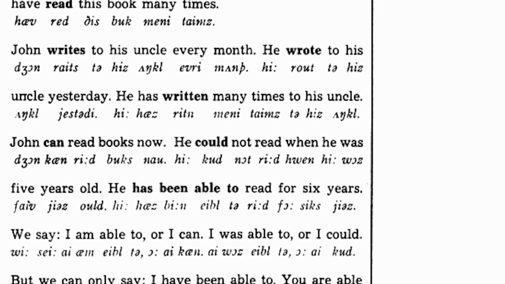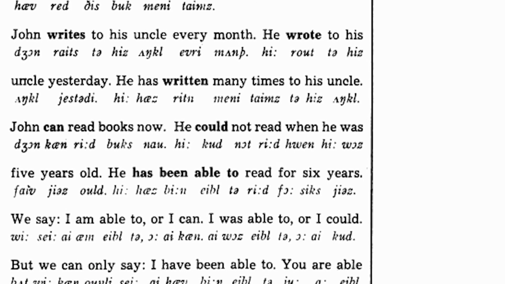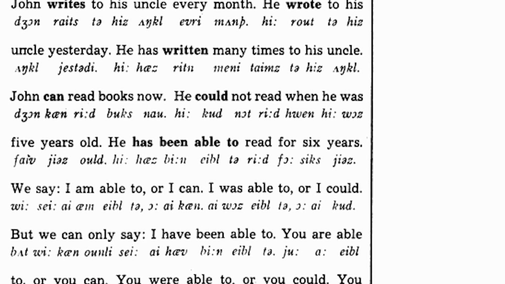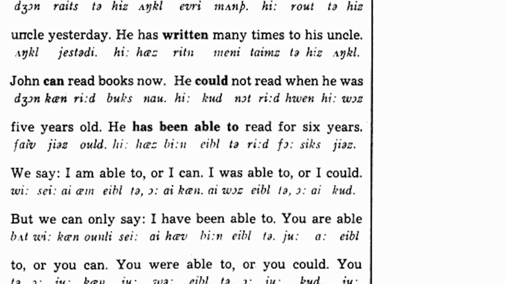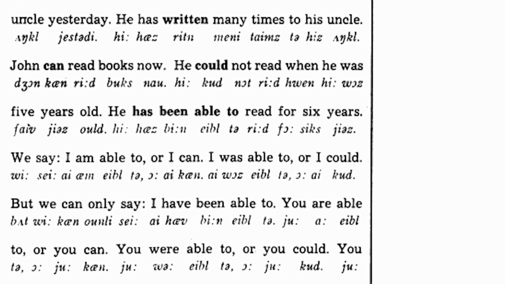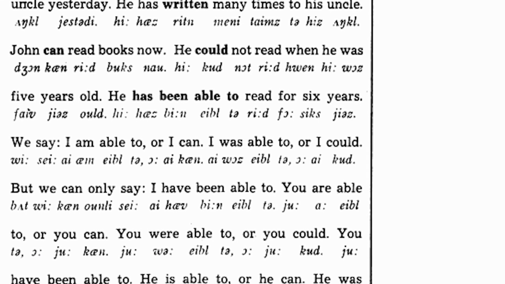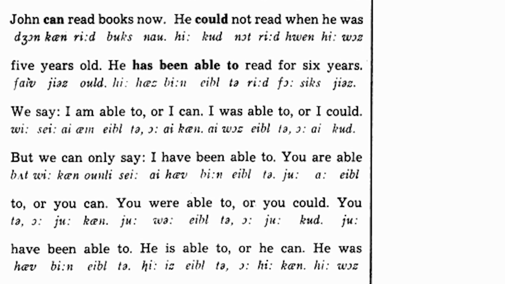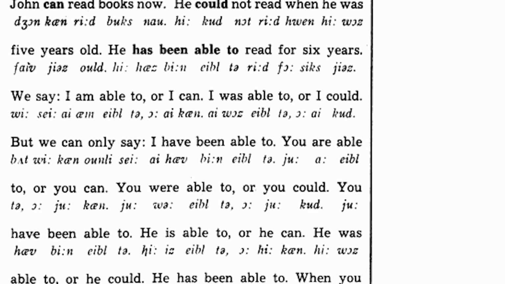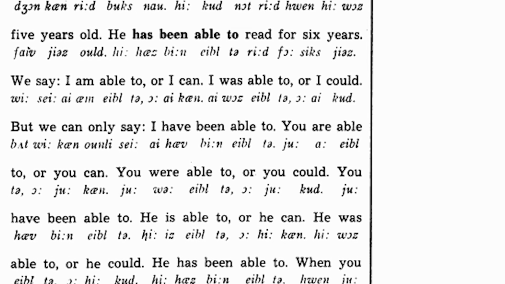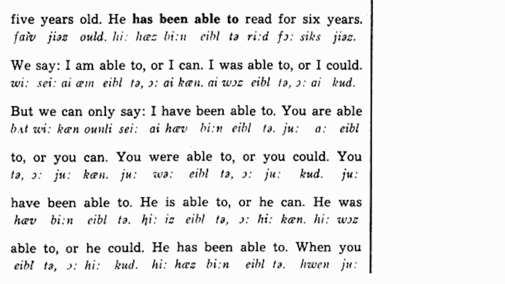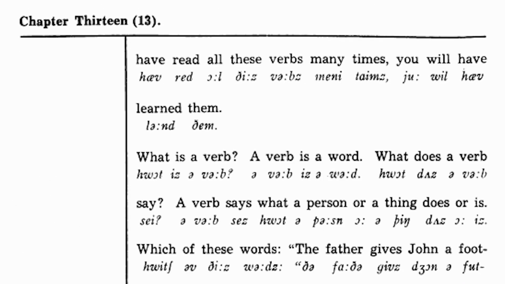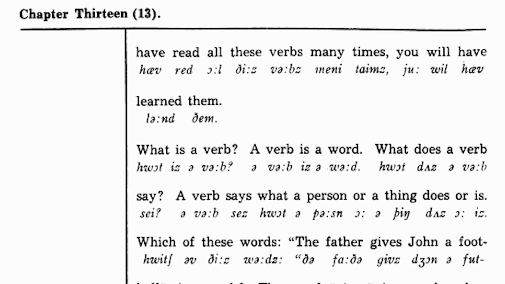We say, I am able to, or I can. I was able to, or I could. But we can only say, I have been able to. You are able to, or you can. You were able to, or you could. You have been able to. He is able to, or he can. He was able to, or he could. He has been able to. When you have read all these verbs many times, you will have learned them.